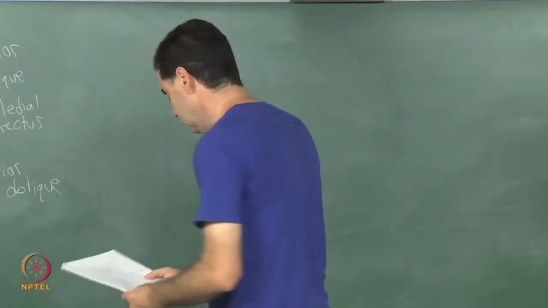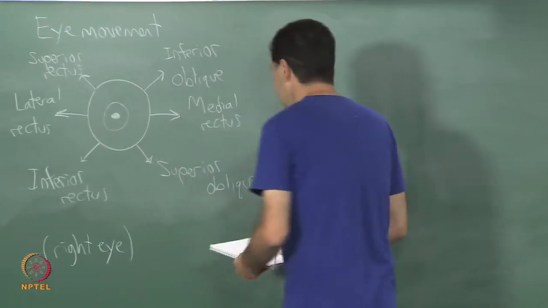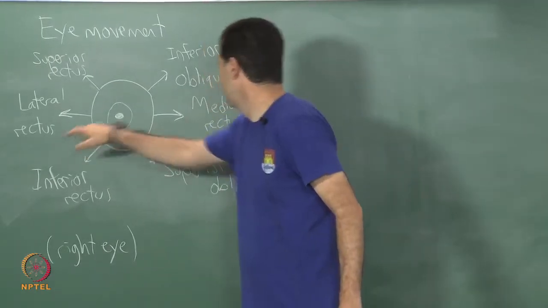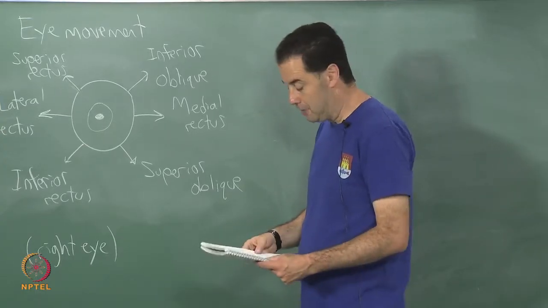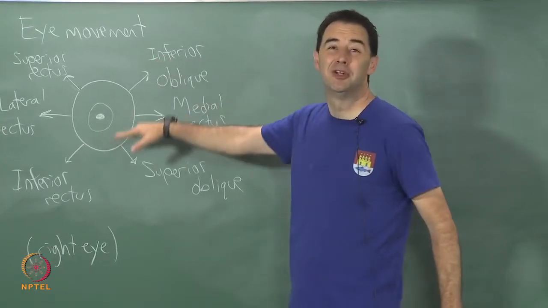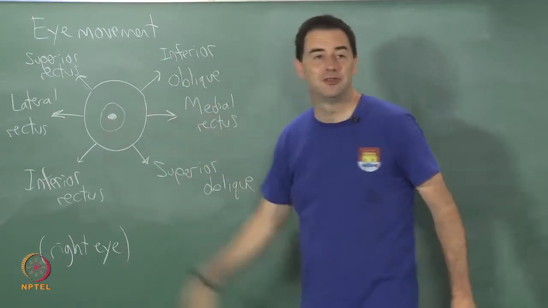All right. So these 2 side ones, lateral rectus and medial rectus, are for yawing your eyes back and forth, and for pitching up and down and a little bit of rolling, these other 4 muscles are used.